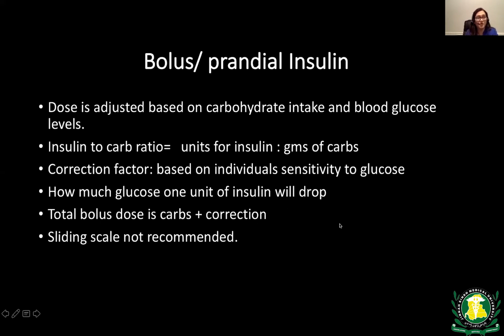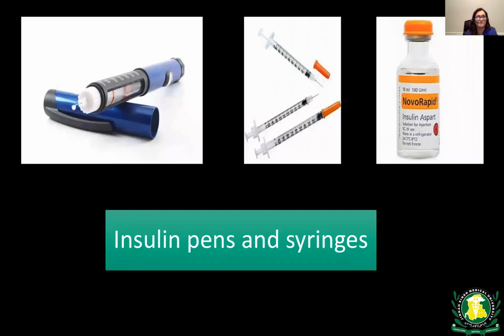So the total bolus dose is the dose that's taken based on carbs plus the dose based on correction. So based on the carbs intake plus the blood sugars, that would be your total bolus dose. Sliding scale has been used in the past, which is a way of giving insulin based on your blood sugar levels only, without taking into consideration carbs, and that's getting obsolete, and it doesn't work that well, and it's not recommended.